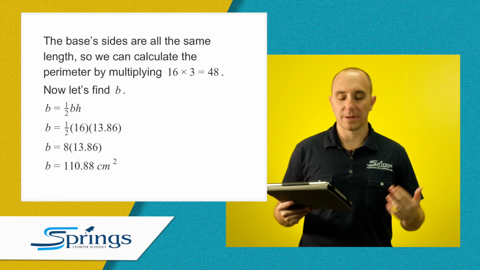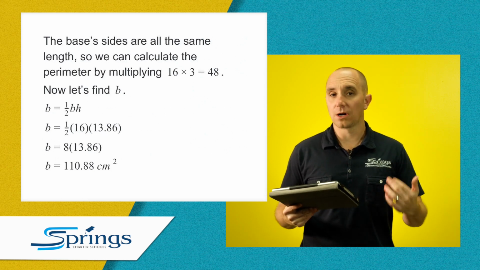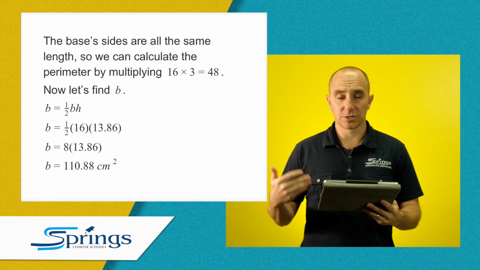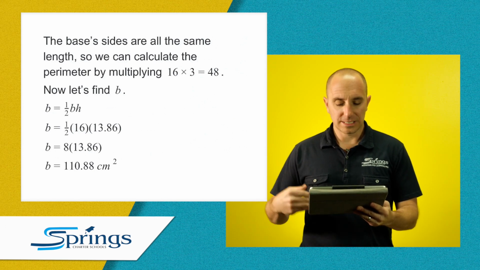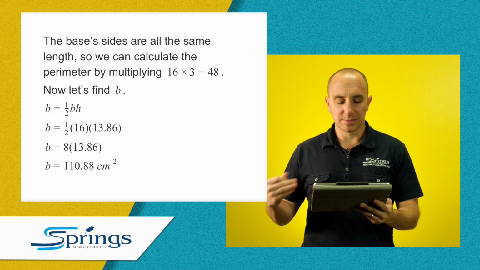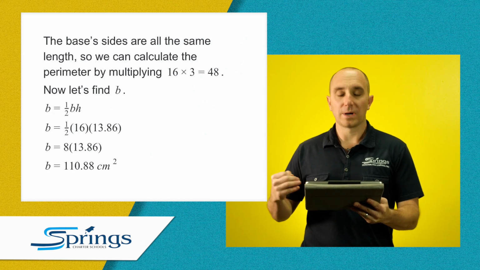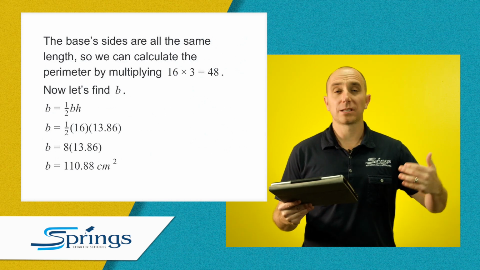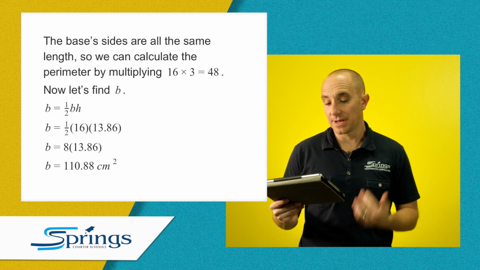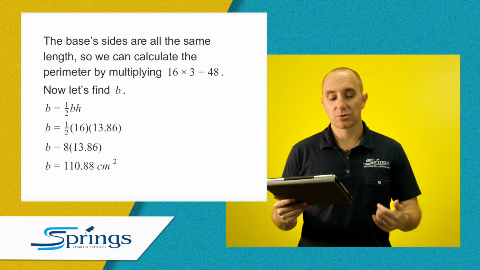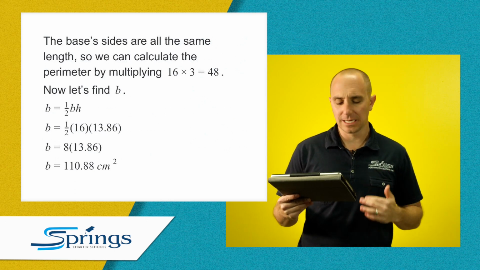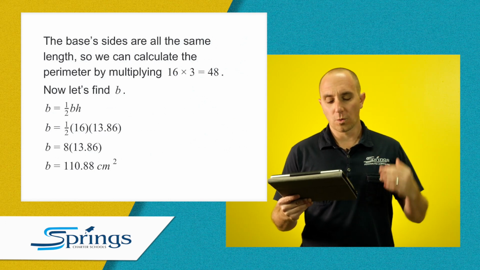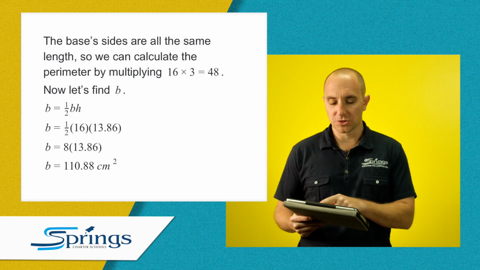Now let's solve for the base. Remember, we're going to use our area formula for triangles because it was a triangular pyramid. So we have 1/2 base times height. 1/2 of 16, which is the base, times the height, which is 13.86. Basically we're going to half 16 because that's a lot easier to half than the decimal. Half of 16 is 8. So we have 8 times 13.86, which gives us a base of 110.88 centimeters squared.